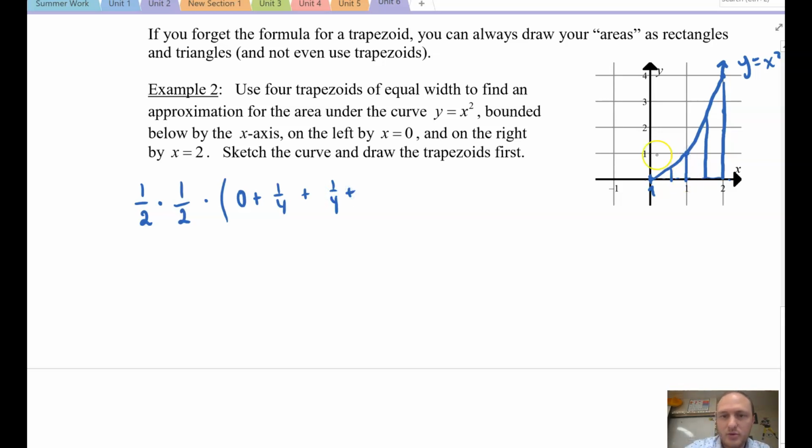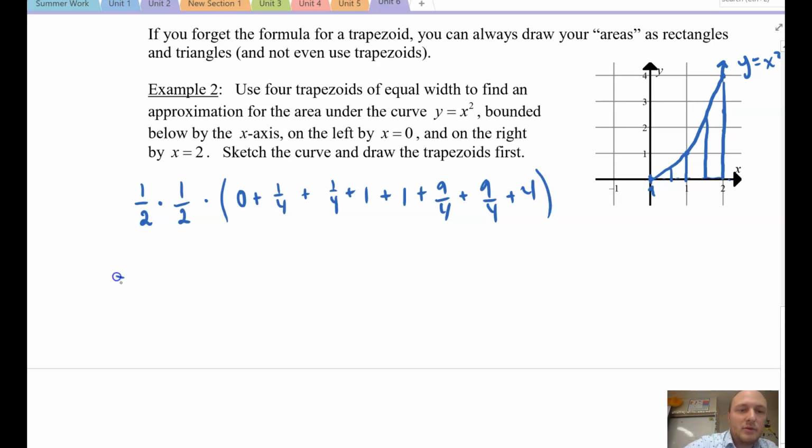plus this height. Well, what's 1 squared? 1. Okay, plus, now I'm again going to take the summation of these two heights. So 1 plus, this is 1.5 squared, or 3/2 squared, and 3/2 squared is 9/4, just so you know where that 9/4 is coming from. Okay. And then again, now I'm going to take the area of the last trapezoid, 9/4 plus this height, which is 4.